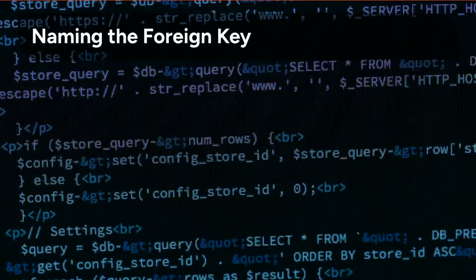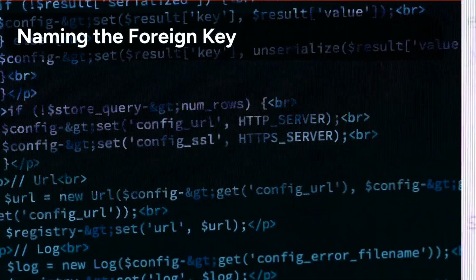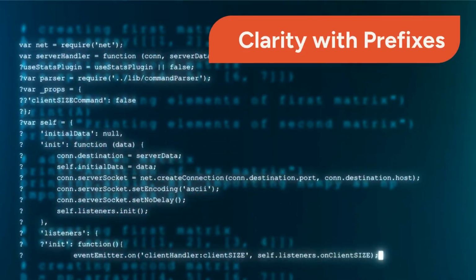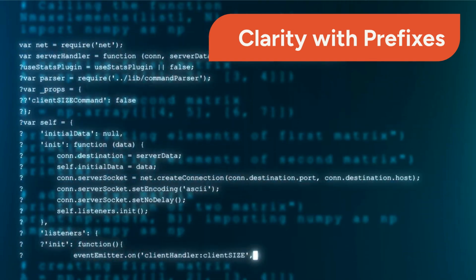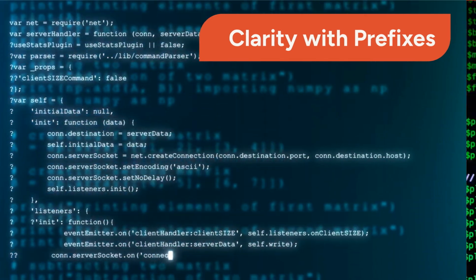Proper naming is essential for clarity and maintainability. The foreign key name is typically the name of the referenced primary key, with an optional prefix. Using a prefix, often derived from the relationship name, like booking passenger ID, clarifies the foreign key's meaning.